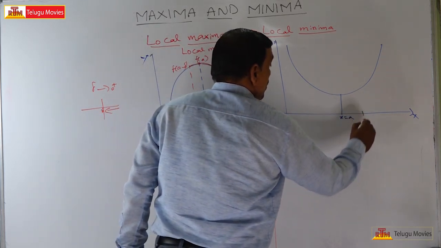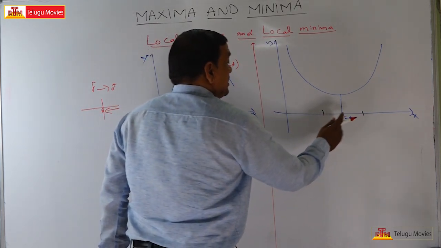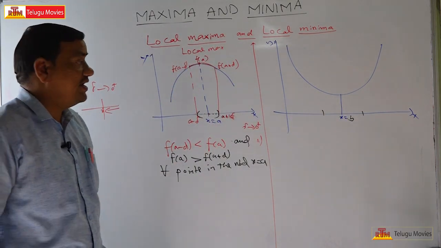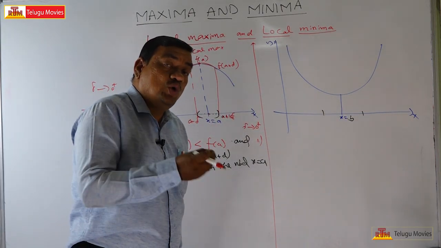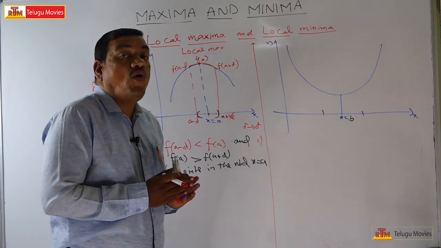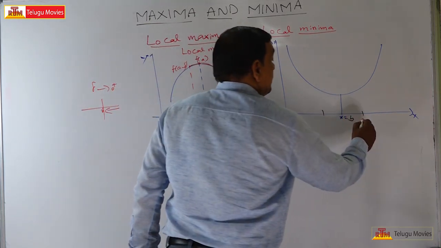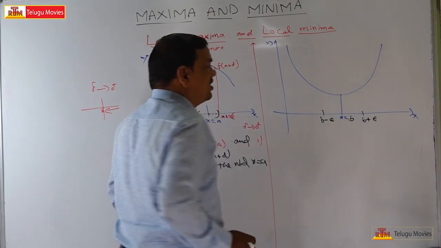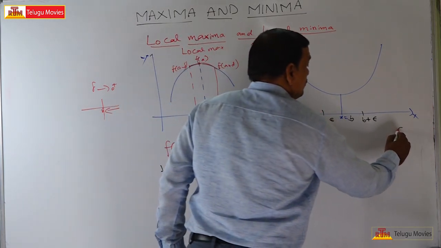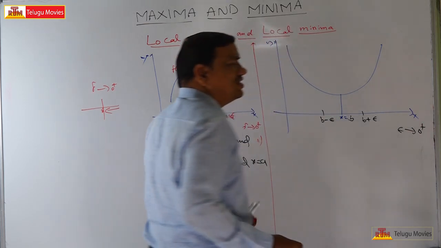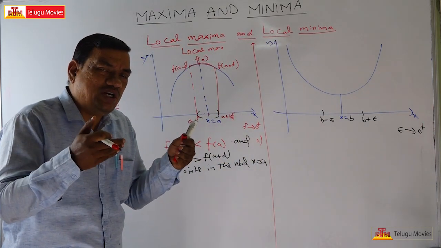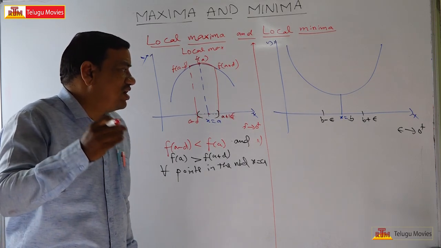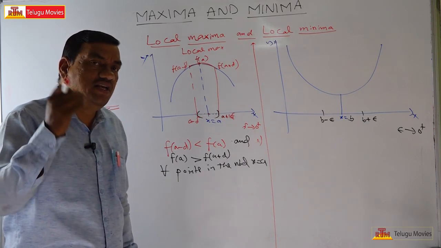In the neighborhood of a, let us take, otherwise I will take b here, no problem. Here I have taken a, let us take b here. Let us take 2 more points in the neighborhood of b, that means b plus epsilon and b minus epsilon, where epsilon approaches 0 plus. That means it is approaching positive 0, so epsilon is a very small value.